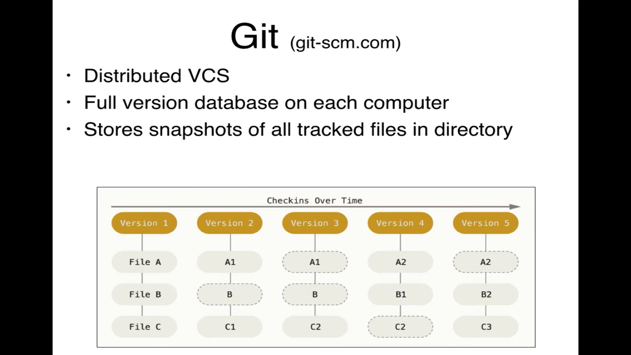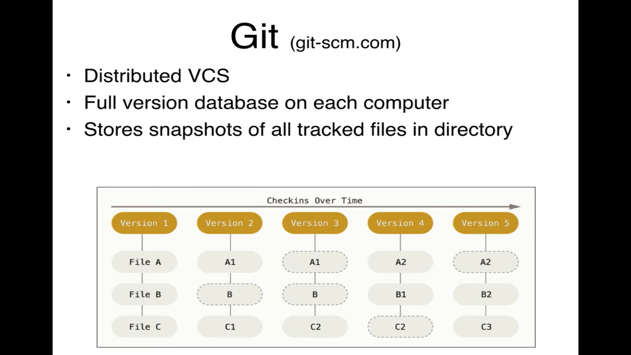And the way that Git works is that it actually stores snapshots of all of the tracked files within your working directory. The directory is kind of an interchangeable word with folder, and then we also have this term repository when we're talking about Git and version control, where repository is just the folder that is being tracked.